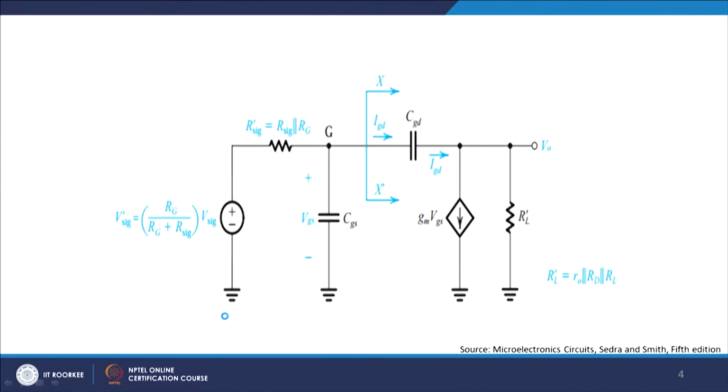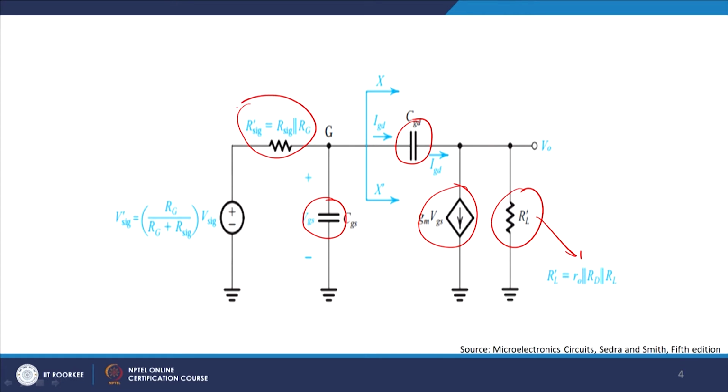If we draw the small signal model, I get CGS here, CGD here, and GM VGS is the current source. This RL prime takes care of R0 in parallel with RD in parallel with RL, and R-sig is basically R-sig in parallel with RG. So it will be R-sig RG divided by R-sig plus RG, which is the effective value you get for all practical purposes.